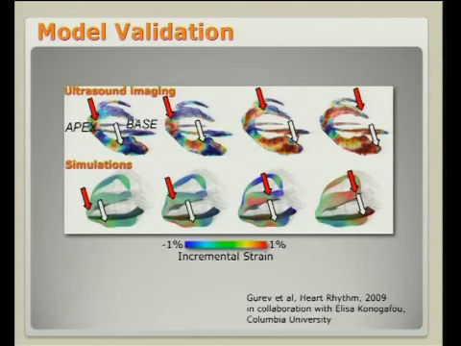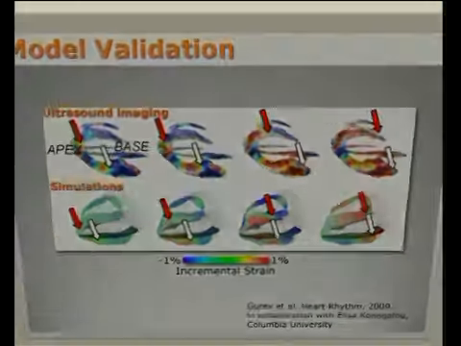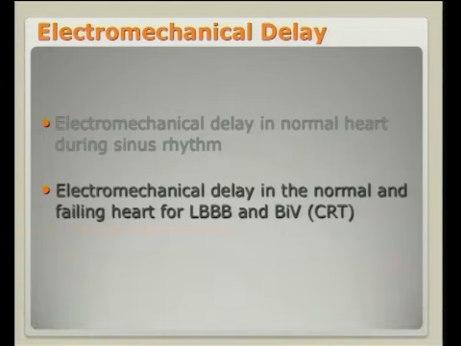We collaborate with Elisa Konofagou's group at Columbia University, and we have conducted extensive validation of our models with her ultrasound imaging. What Elisa does is she images the electromechanical wave; these are maps of incremental strain. This is our first study with the rabbit, then we did the dog, and so forth. We have presented that at Heart Rhythm, and we also have a couple of other abstracts published and a paper in preparation, but we have done extensive work with her on the validation of this model.